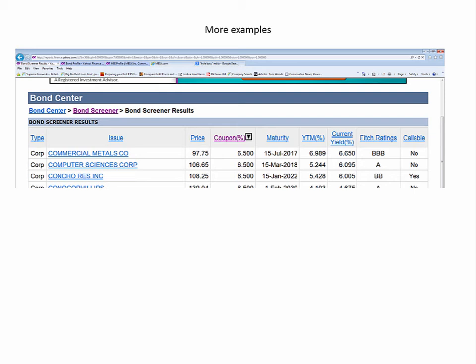Okay, let's go ahead and take a look at a couple other bond issues just to illustrate a couple points. Let's look at the first two here, Commercial Metals Company and Computer Sciences Corporation. Note that they both have a coupon of 6.5%, and they both mature about 5 years from now. Commercial Metals, first, they're selling at a discount. When a bond sells for less than face value, in this case 97.75% of face value, it's said to sell at a discount. And what causes that is essentially the bond doesn't pay enough interest.